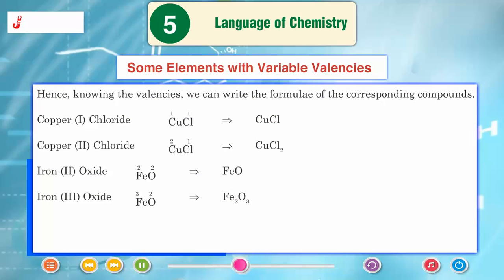Hence, knowing the valencies, we can write the formula for the corresponding compounds. Copper(I) chloride, copper(II) chloride, iron(II) oxide, iron(III) oxide.